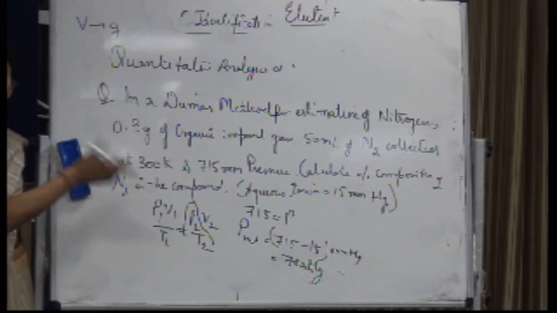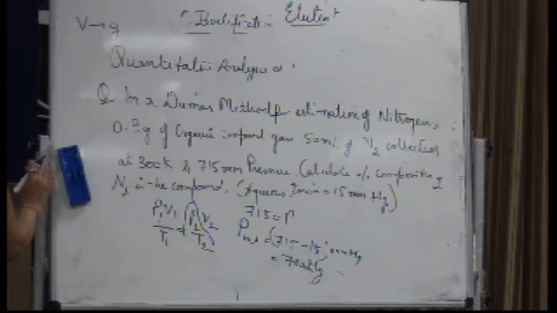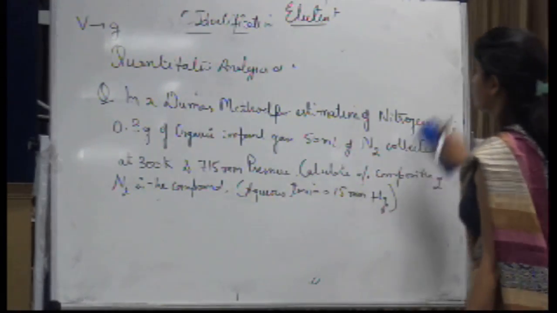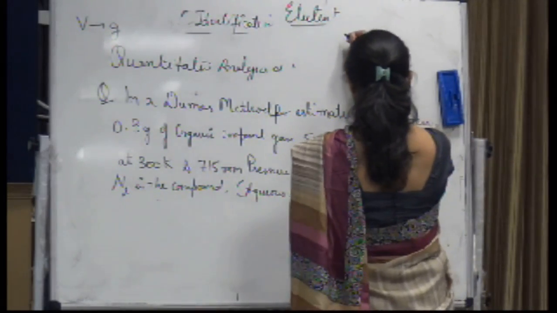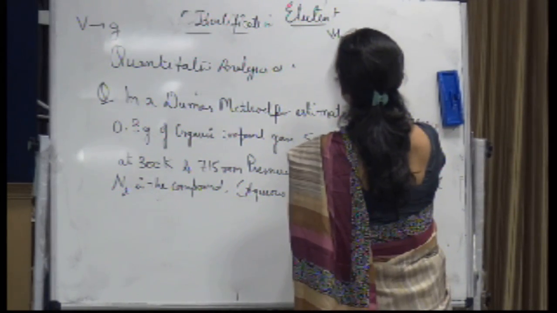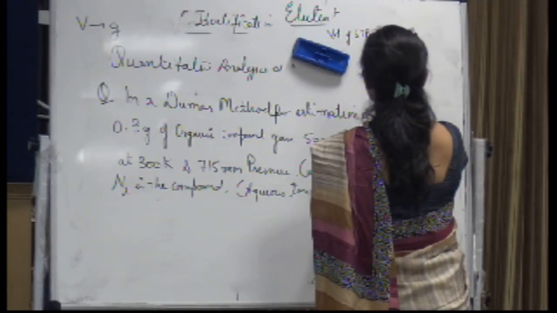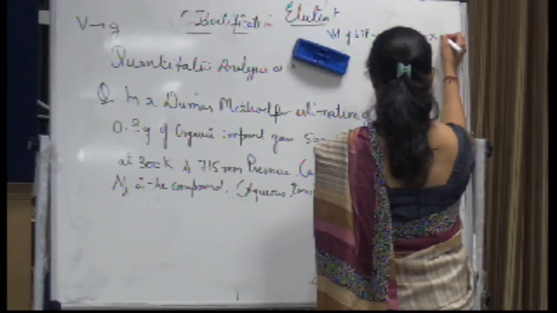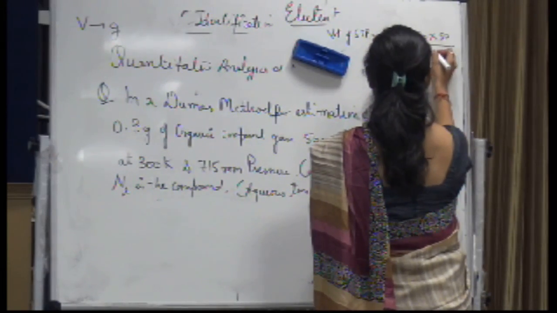I want to find out the volume at this pressure, right? I have been given the temperature also. So what would be the volume? Volume at STP is equal to 273 into 700 into 50, divided by 300 into 760.